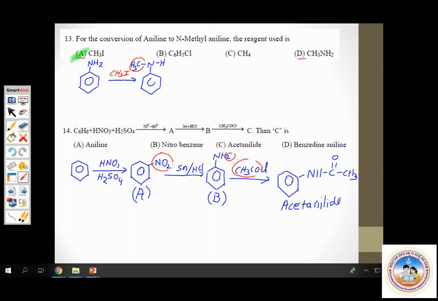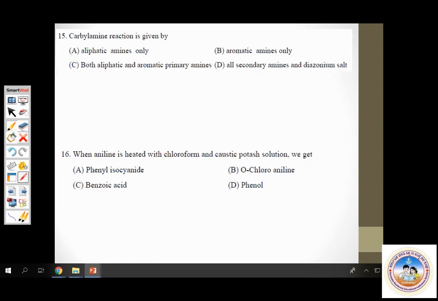Okay, that was question number 14. Now, let's take 15. Carbylamine reaction. You know, carbylamine reaction is a reaction shown only by primary amines, both aliphatic and aromatic. Both aliphatic and aromatic primary amines. Option C, straight away, very easy.